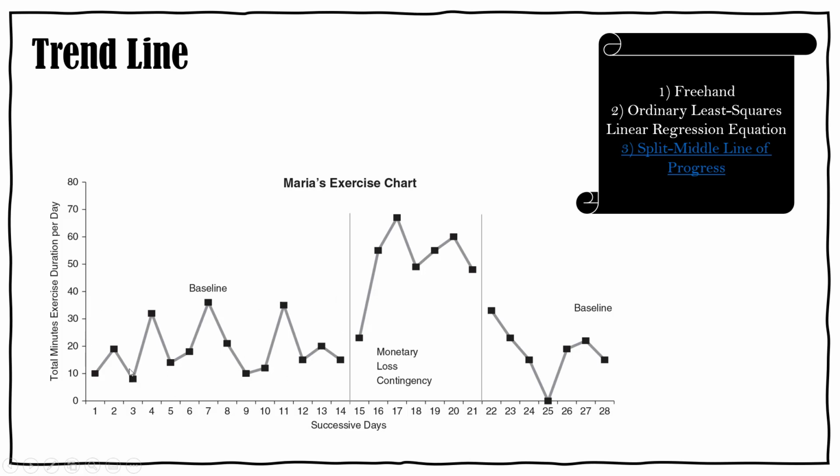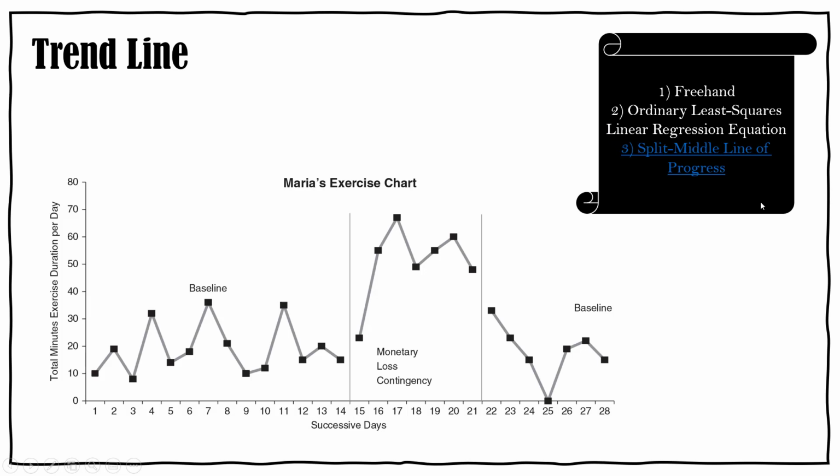So when you have something like this, you want to use more of a technical way of doing your trend line as opposed to freehand. The second option is what we call the ordinary least squares linear regression equation. I'm not going to go into this. This is very high-level statistics. It requires a high knowledge of statistics. It's very complicated, and we typically don't use this method in either the clinical setting or even in research a lot. But it is there if you have a stats background and want to learn it.